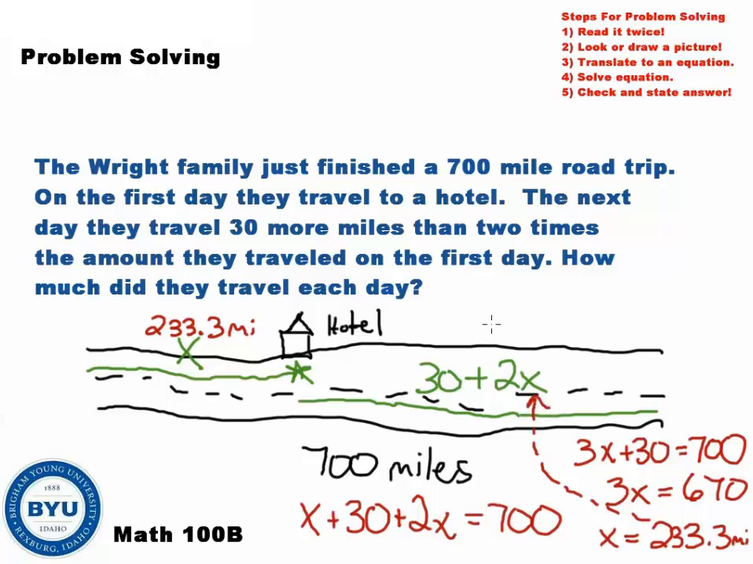30 plus 2 times 233.3 miles is 476.6 miles. Sorry, this should say 233 miles. Okay, great. How'd you do? Hopefully you did pretty well. Let's go ahead and move on to the next type of problem.